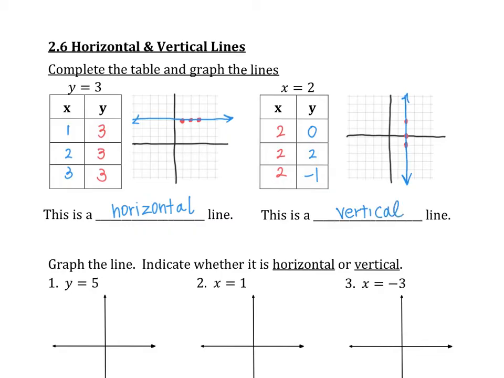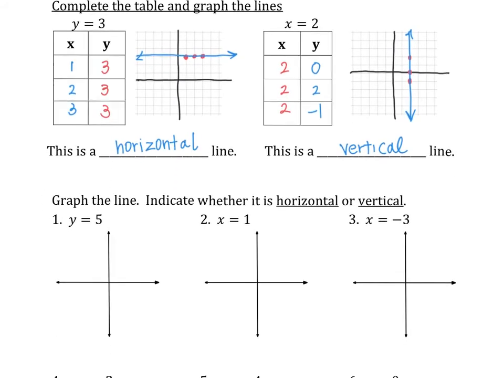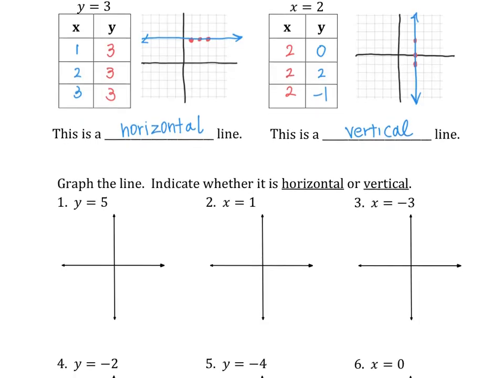Okay, so if you look at these equations, I'm going to go back to the first one. When it's y equals 3 or y equals 5 or y equals -7, when it's y equals a number, it's always going to make a horizontal line and it's going to hit the y-axis at whatever number it says in the equation. Okay, this one is x equals 2. It's going to hit the x-axis at 2 and it's always going to be a vertical line if it starts with x equals. So for these lines down here, I'm not going to make a table. I'm going to think about whether it's going to hit the x-axis or the y-axis, and then I'm going to draw either a horizontal or a vertical line.